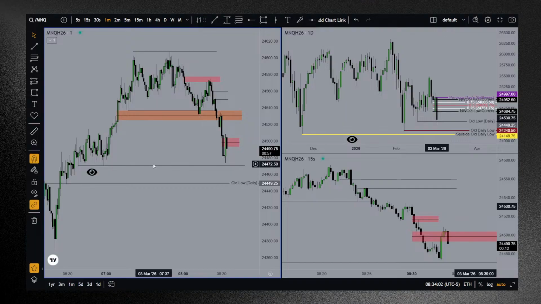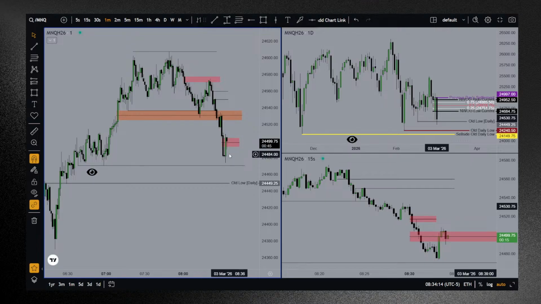Alright, looks like some sort of a rejection here. It kind of slightly closed above this little fair value gap here. Preferably it should just, you know, give up the ghost here and this be like a fake. That's what I want to see. I want to overlap that.